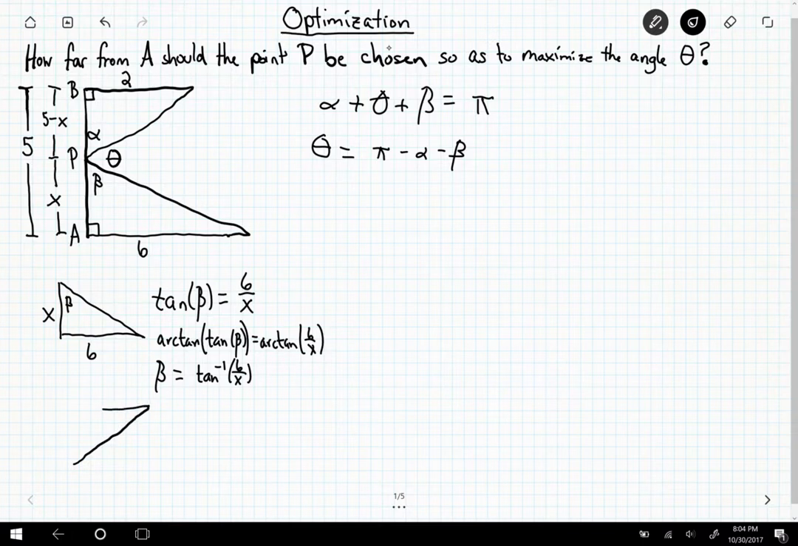So how do we go about getting alpha? The triangle we're dealing with there is once again a right triangle. We had a right triangle here before, and you have a 2 here, but now we have a 5 minus x on this side. The rules pretty much apply the same. You get tangent of alpha equals 2 over 5 minus x.